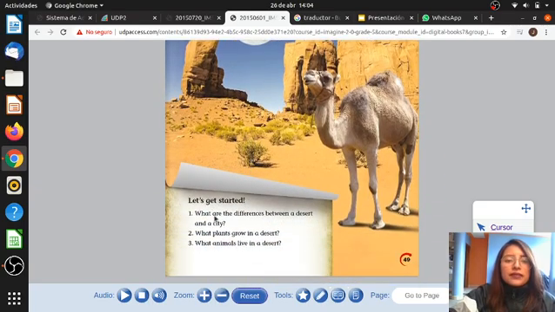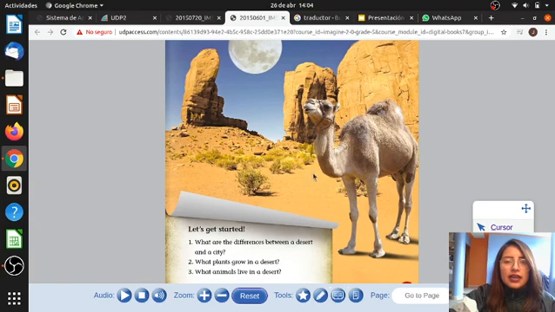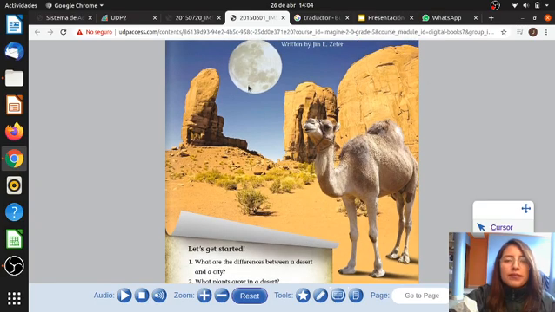Let's get started. One question: what are the differences between a desert and a city? In this case, for example, you can look at the screen. This is a desert, okay? And city, you can know, is where you live. Este es un desierto y la ciudad es donde vivimos. ¿Cuáles son las diferencias? Think about this. Tell me one difference. Dígame una diferencia.